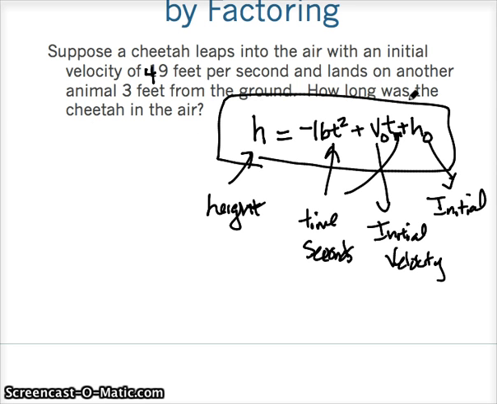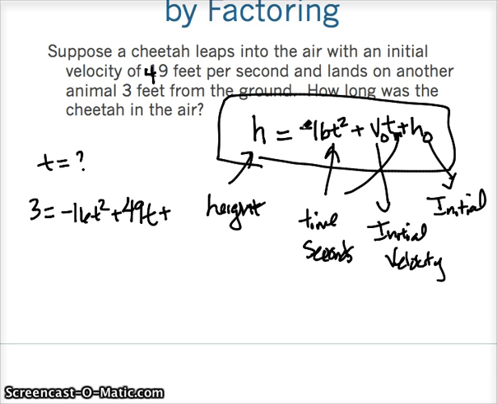We are looking for how long the cheetah was in the air from the ground to jumping on the back of this animal. So we realize that the time is what we're looking for, but the height is what we have. We know that the height of the cheetah at the time that we're talking about was 3. So I put a 3 there. Negative 16t squared plus, because we're looking for t, so that doesn't change. V naught is going to be 49. So that was the initial velocity the cheetah was jumping with on another animal. My goodness, violence. t plus h naught.